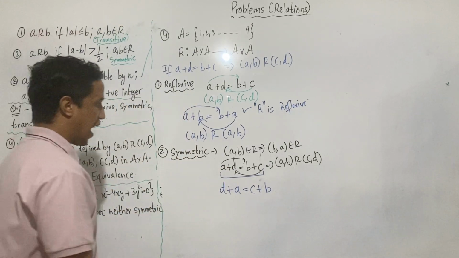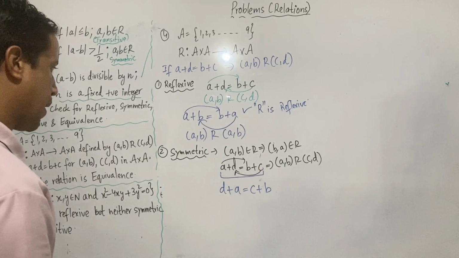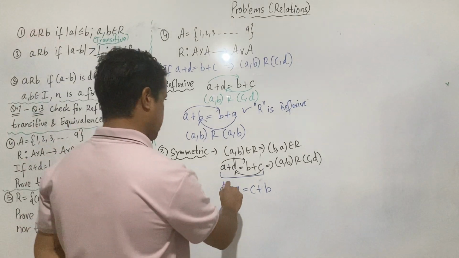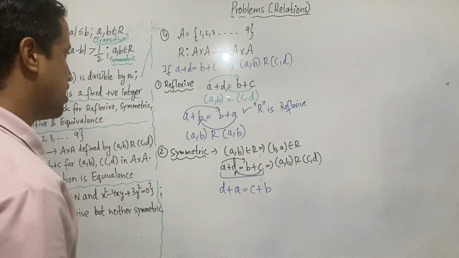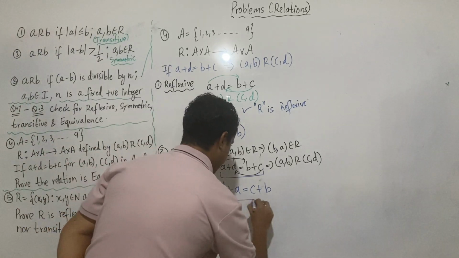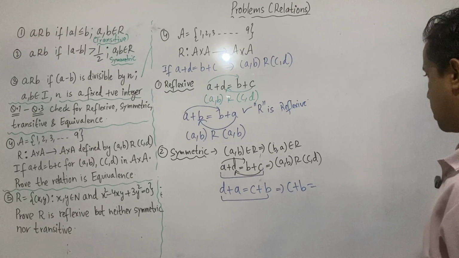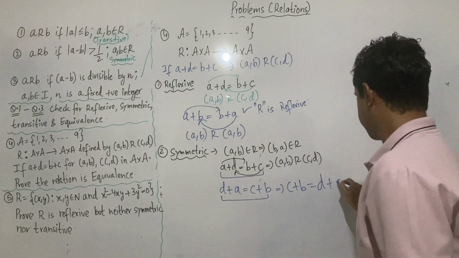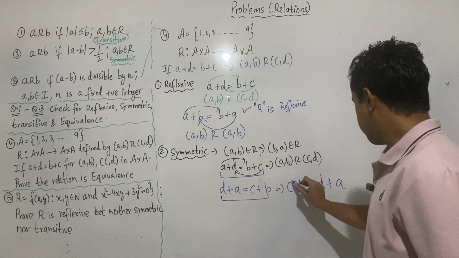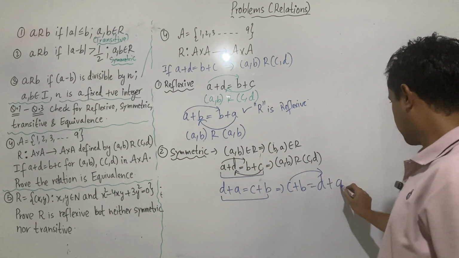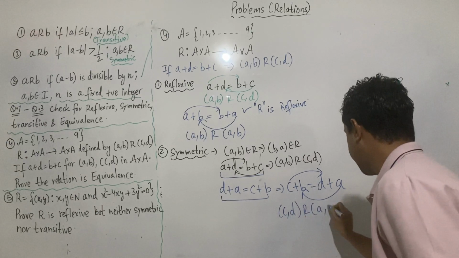Now from here, I can say that C plus B is related to D plus A, right? C plus B is related to D plus A. So from here, can I say that CD is related with AB? Now see here, CD is related to AB, right?